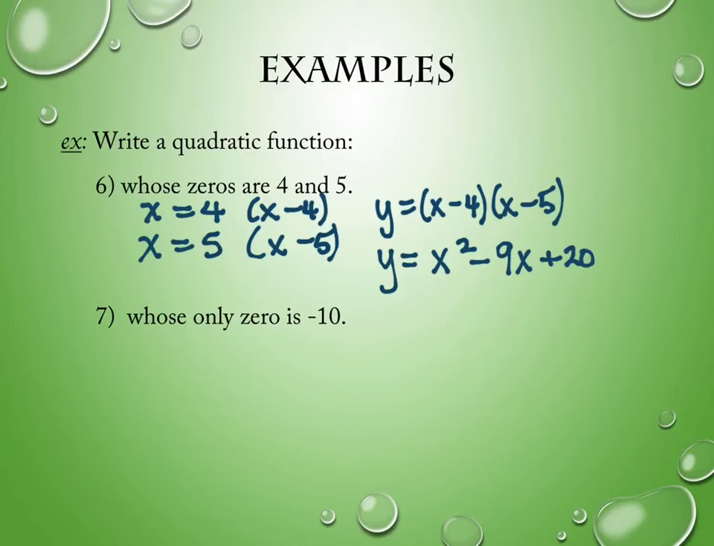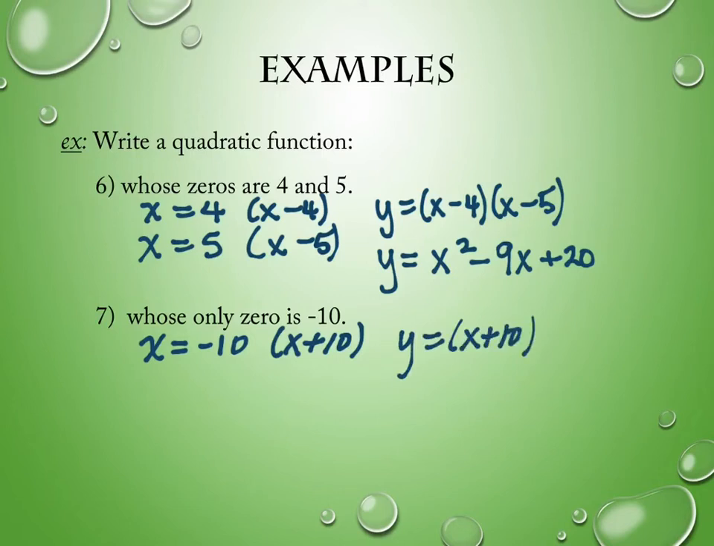Now the second one is a little bit different because it tells you the only zero is x equal negative 10. So that means, of course, that x plus 10 is a factor, but I can't just have y equals x plus 10. That's not quadratic. But what I could have is more than one x plus 10. In fact, I need two of these factors in order to actually have a quadratic, so that's exactly what I need. And if I multiply it out, I have x squared plus 20x plus 100.